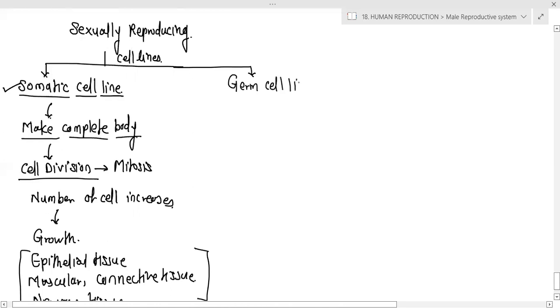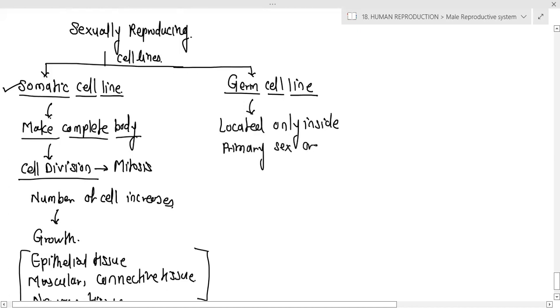Germ cell line is the cell line which is present or located only inside primary reproductive organs. Primary sex organs, better to say. So in case of male, it is located inside testes and particularly inside seminiferous tubule. Fine? Okay? In case of female, it is located inside ovaries, which is our primary sex organ. Fine? Okay? Let me give you a more familiar example.